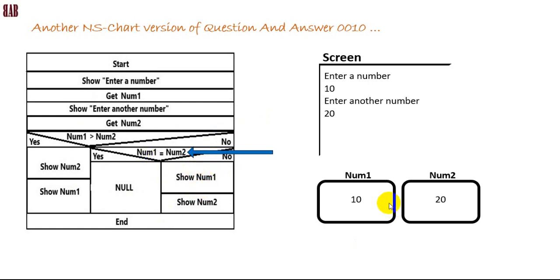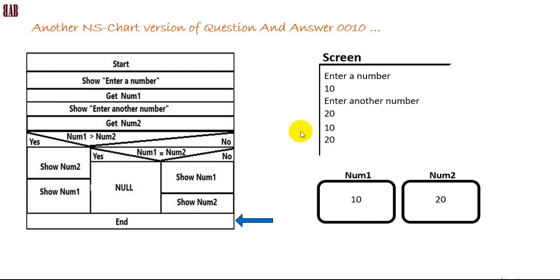So let's see. Is it equal? No. So we come to the no of that decision box, and that is on this side. Since it is no, we go to the no side which says show num1, because num1 is smaller, we are printing that first. So num1 comes on, then you go to this, show num2, which is 20, so 20 is displayed, and then we terminate. So that is the dry run with the lowest value first and the highest value afterwards. It's printing the lowest and the highest one after the other.